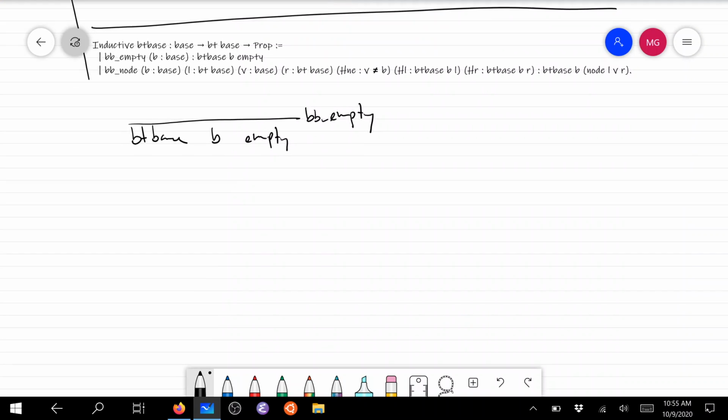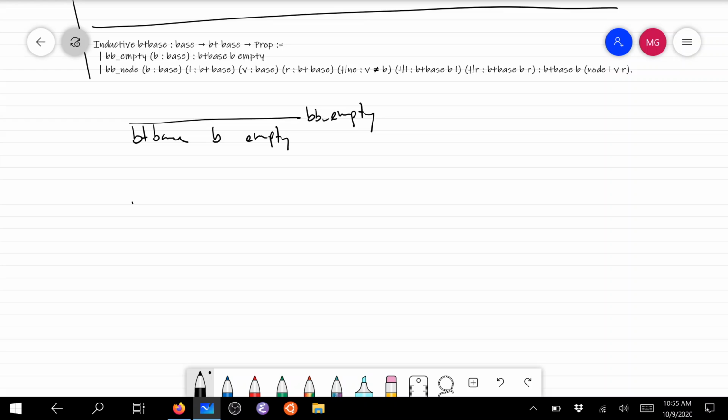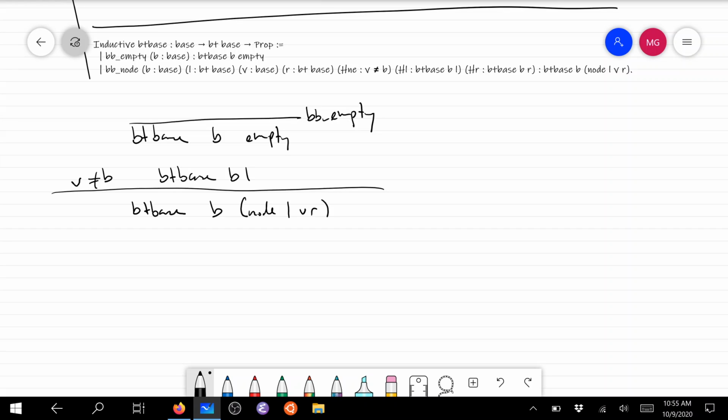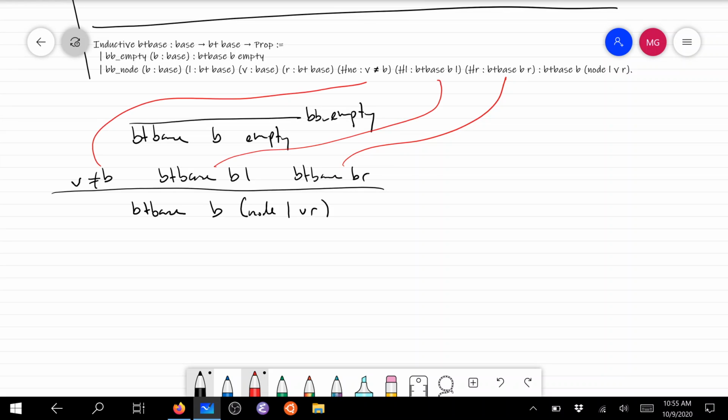Okay, what about the other rule, BB node? Well, we have BT base B node LVR when what? A couple of things. V should not be equal to B. And then we should have BT base BL and BT base BR. So we can kind of draw the connections here. Right, and then we're leaving off all these other variables because they're just universally quantified.